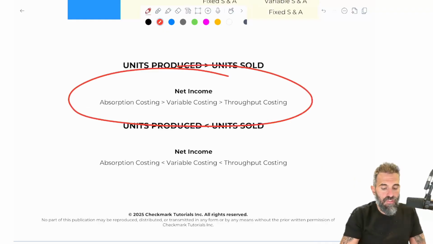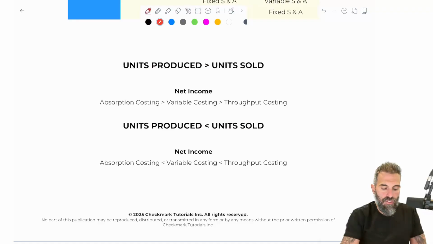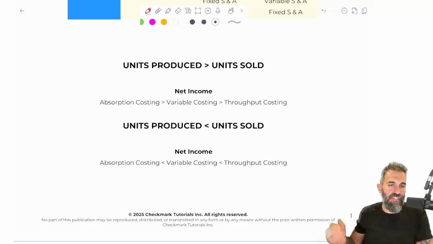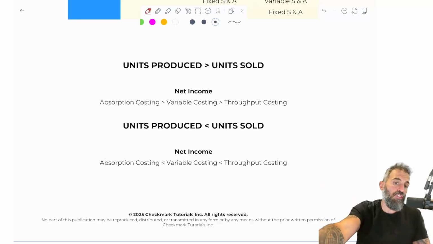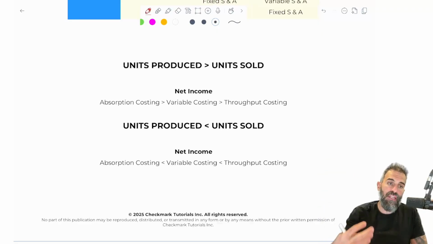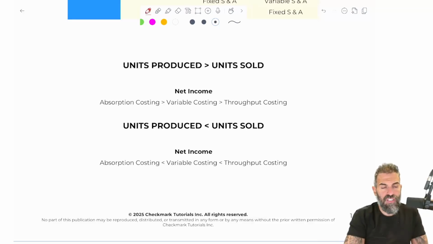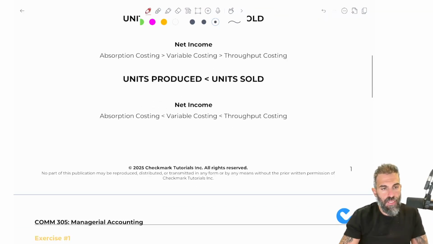I'm just repeating what you see here. And then that flips, right? So if your units sold is greater, now if you're wondering how could you sell more units than you produce, it just means that you had some inventory left over from last year. If you sell more units than you produce, then it's throughput that would have the highest net income, followed by variable, and absorption would be the lowest. So your variable costing is always kind of sandwiched between them, okay?